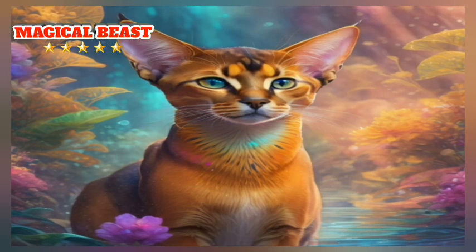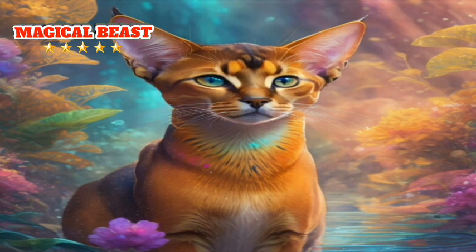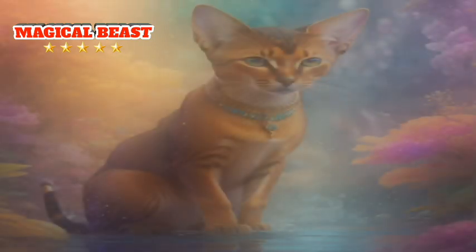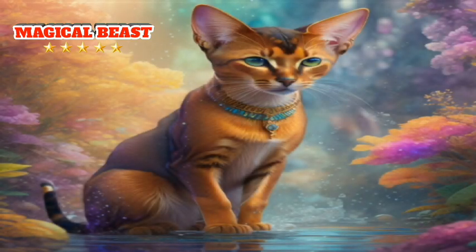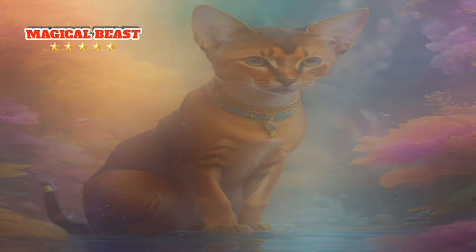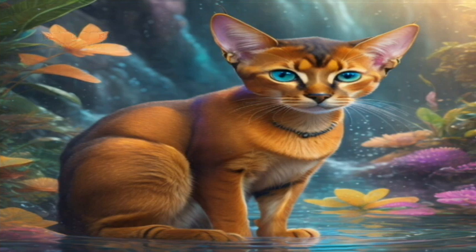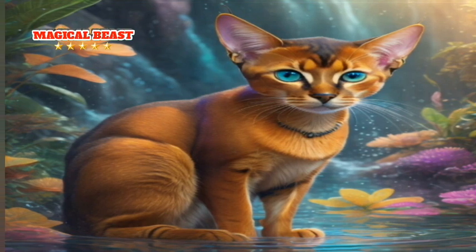Periodontal disease in Abyssinian cats can be caused by accumulated bacterial plaque, tartar, bacterial infections, and genetic factors. Symptoms of periodontal disease in Abyssinian cats include bad breath, bleeding gums when brushing or chewing, difficulty eating, excessive drooling, painful chewing, and tooth loss.